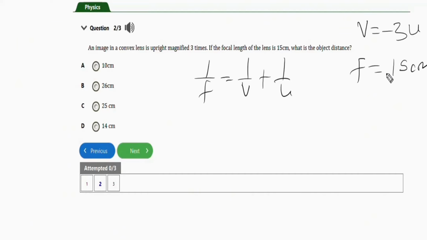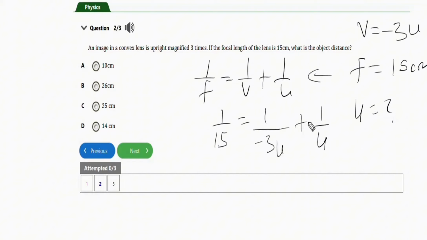Now, with these parameters we have, let's plug them into this formula. This is going to give us 1 over our focal length, 15, equals 1 over our image distance, which is minus 3u, plus 1 over u. We are looking for the u, which is unknown, which is the object distance. So let's continue.